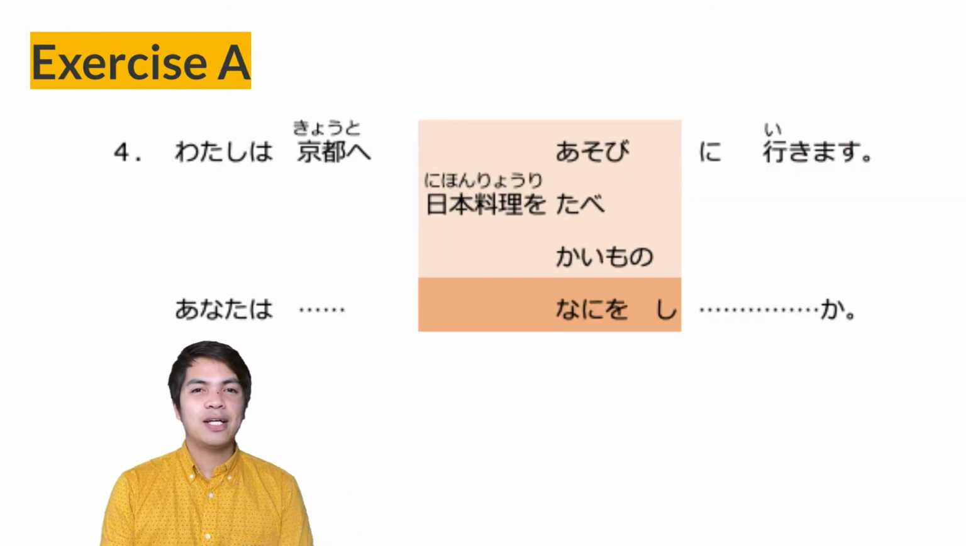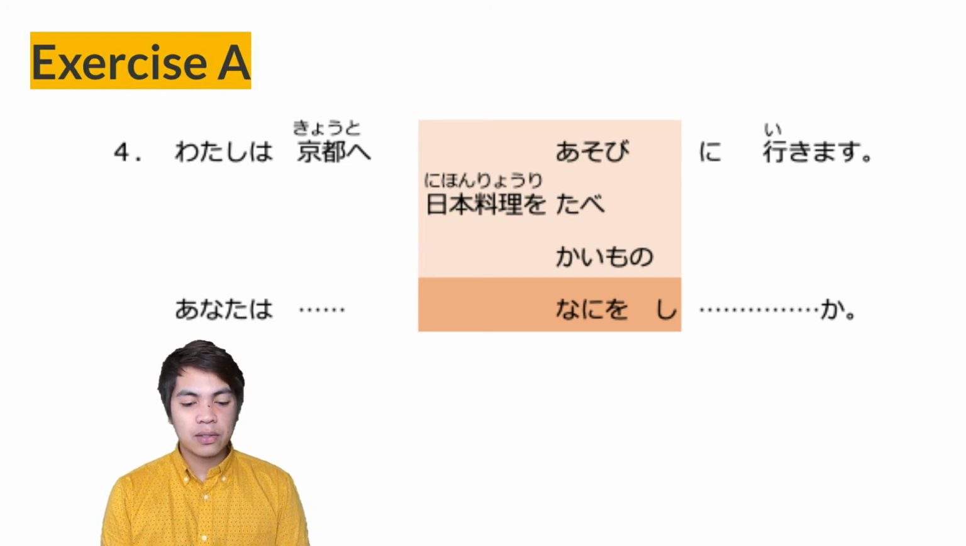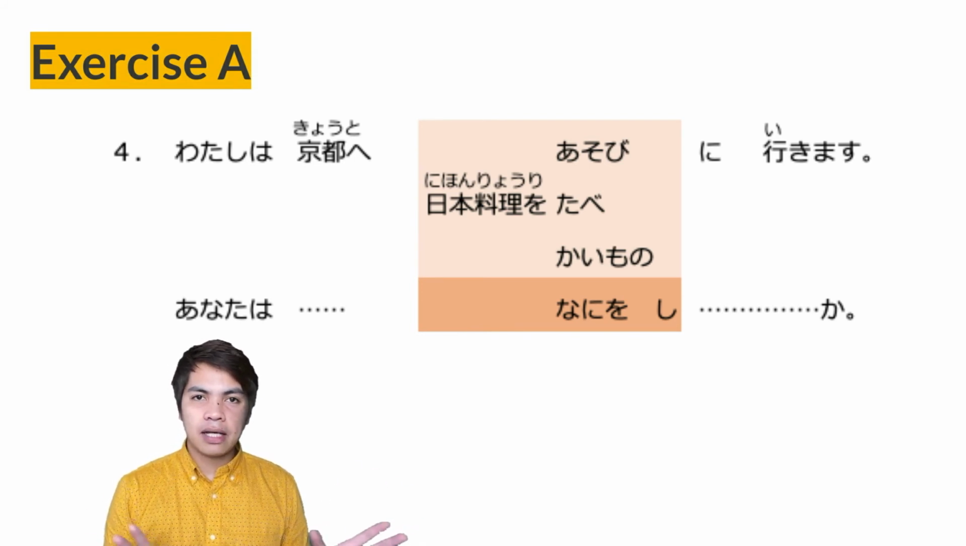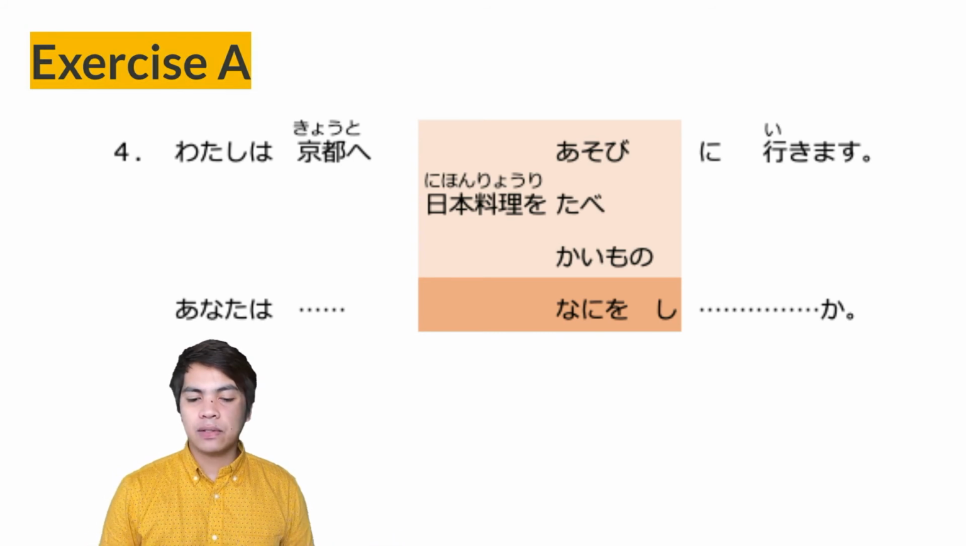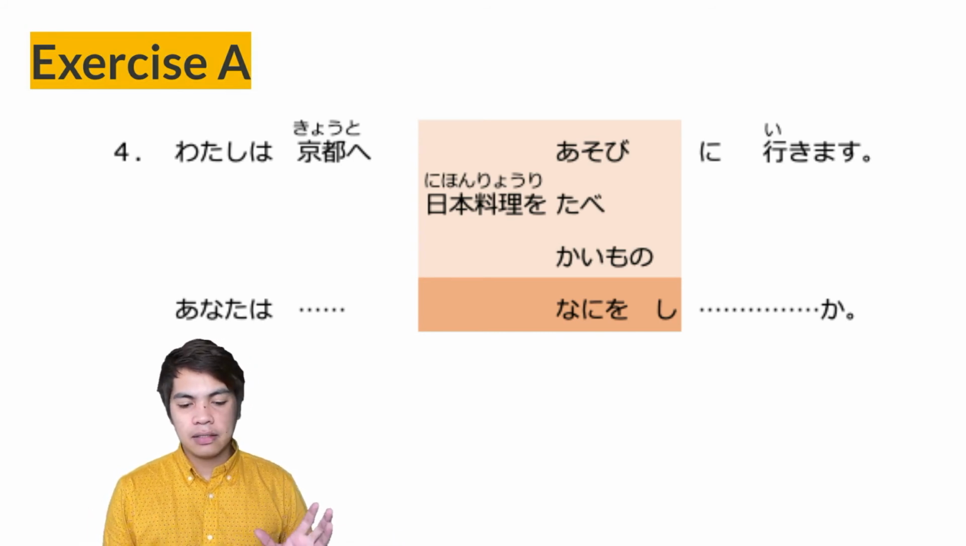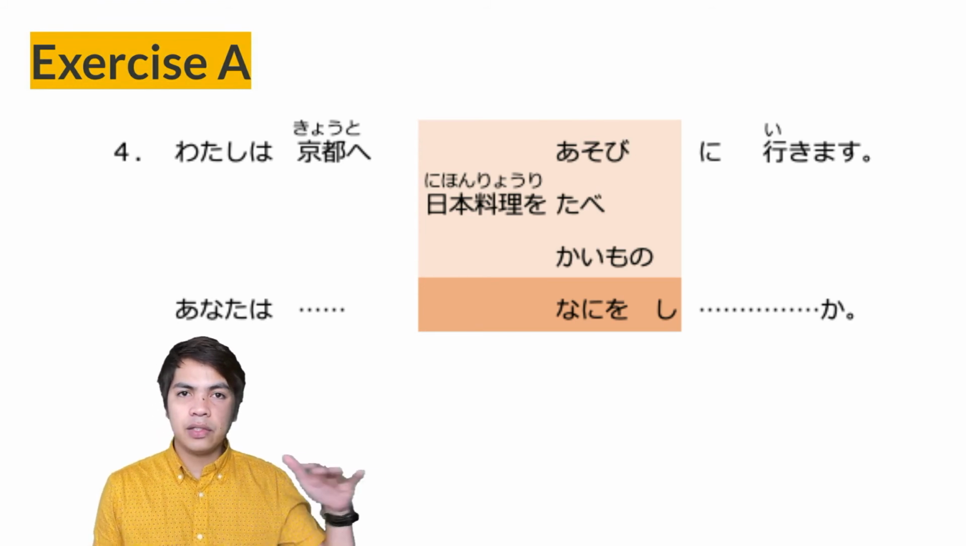Number 4, Watashi wa Kyoto e asobi ni ikimasu. So Watashi wa Kyoto e ikimasu, I'm going to Kyoto. And the purpose of going to Kyoto is asobimasu. Asobi ni, from the verb asobimasu, to enjoy.